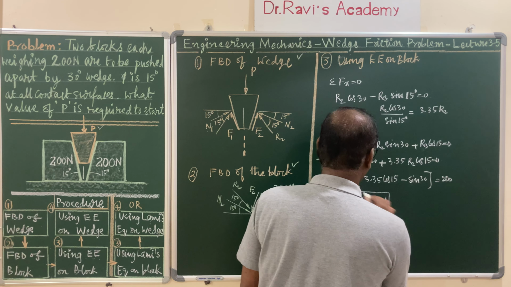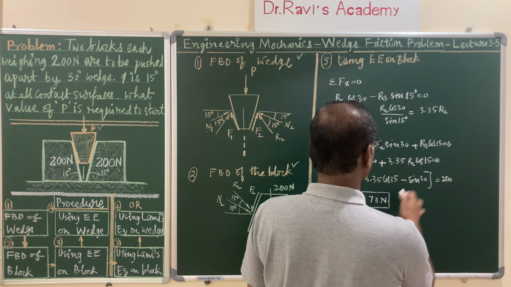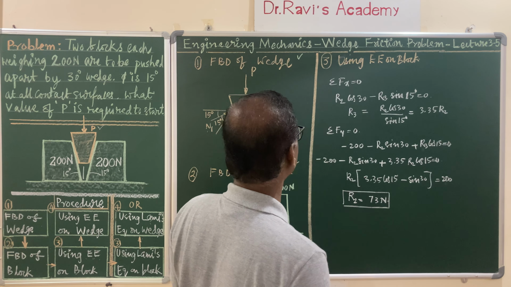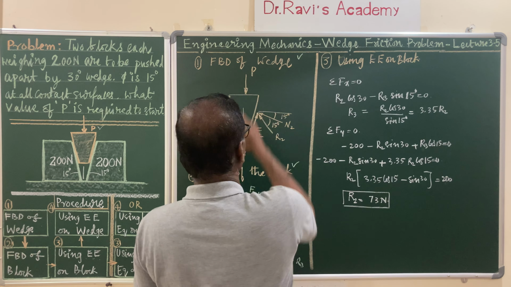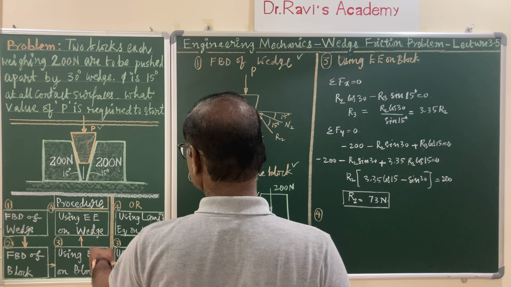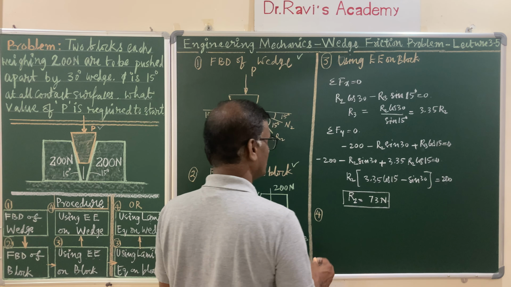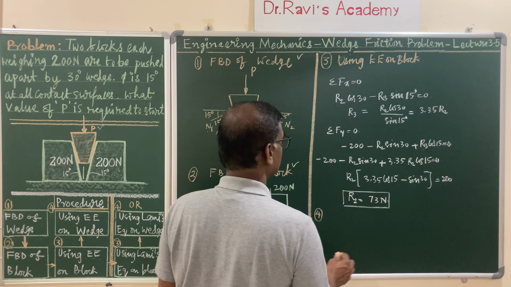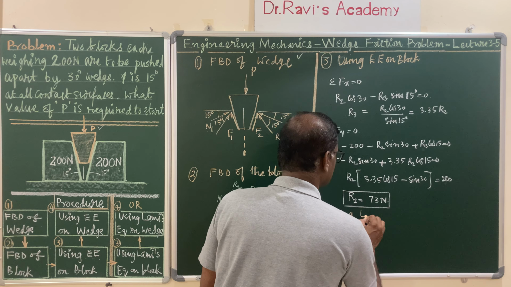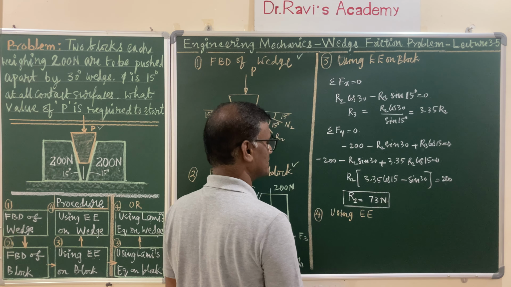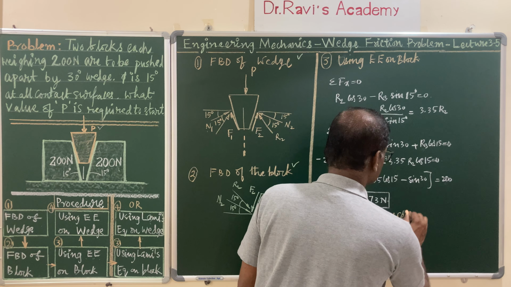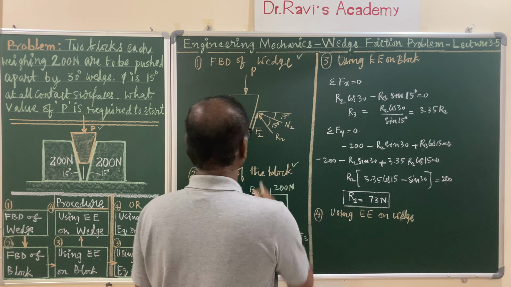The value of R2, so 200 divided by this value, is 73 newtons. So after knowing this value, let us go back to the last step of the problem, that is the fourth step. It is using analysis of wedge using equations of equilibrium. So this is using equations of equilibrium, analysis on wedge. So this is the wedge.